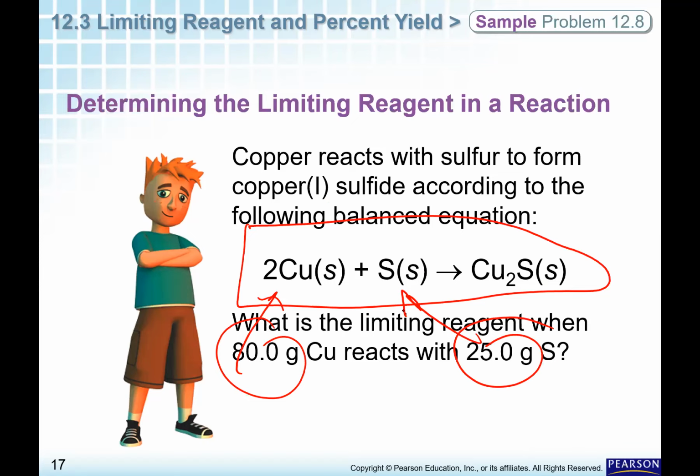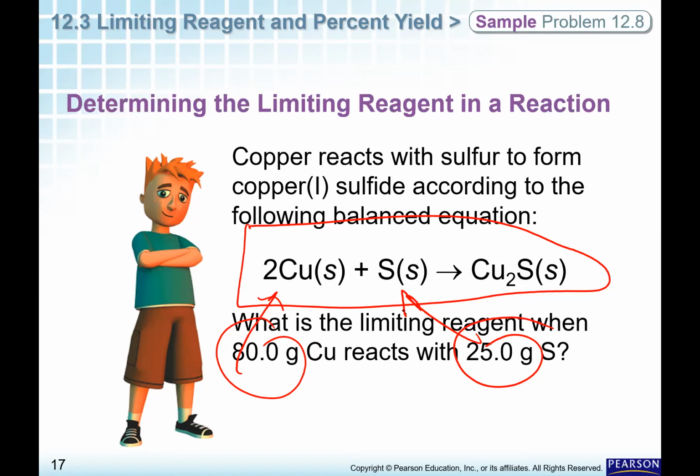Nobody is allowed to call you. Okay, 2 moles of copper react with 1 mole of sulfur to produce 1 mole of copper sulfide. The question is, if we have 80 grams of copper reacting with 25 grams of sulfur, which one of them is the limiting reagent? Which one will be consumed first? Sulfur or copper? The limiting reagent is the sulfur, doctor.